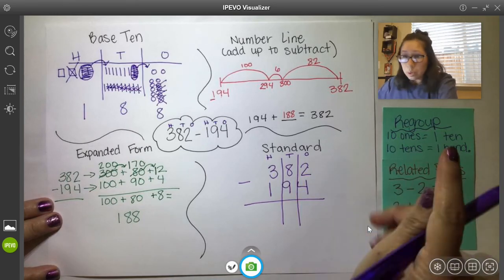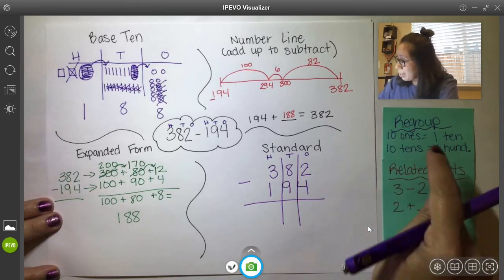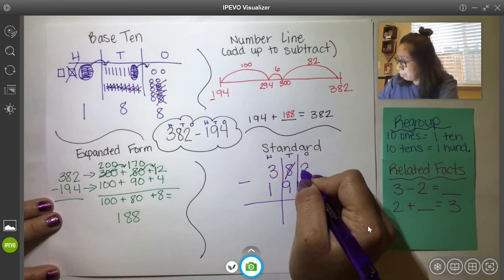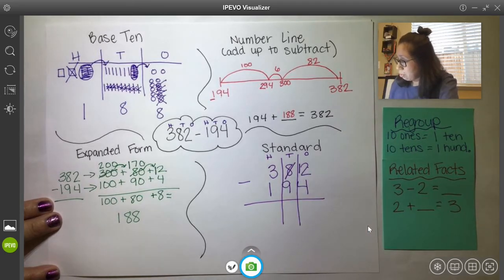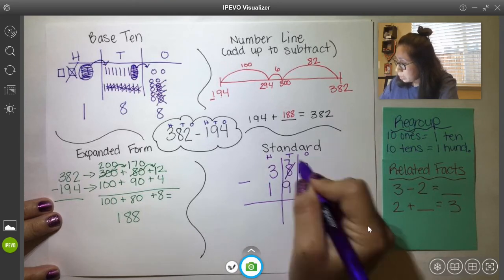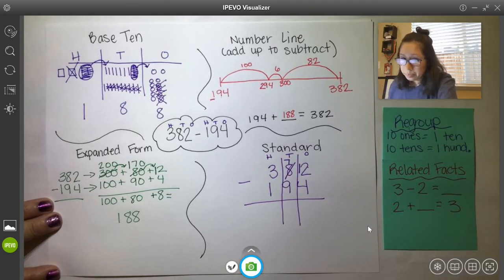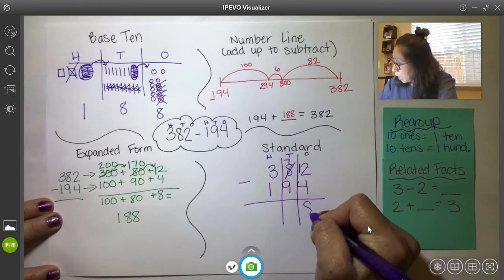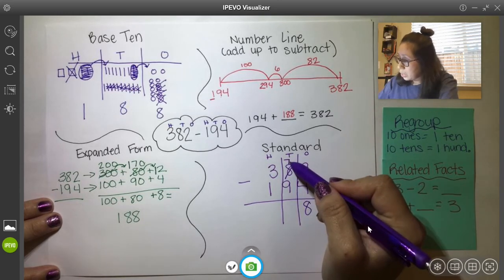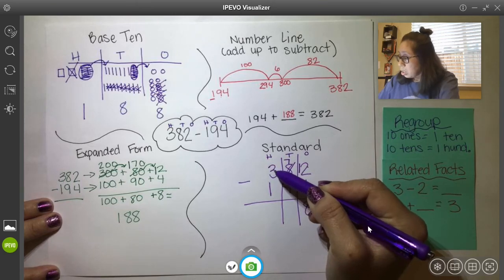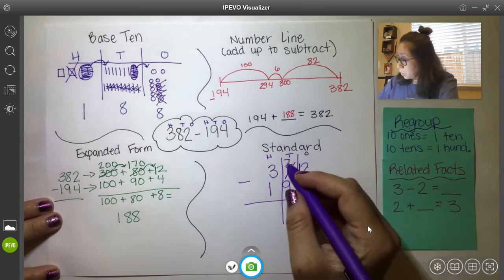I have to regroup. So what that means is I'm going to move a 10 from over here and move it into the ones place. 10 plus 2 equals 12. And remember, I have 1 less because I moved it over, so there are 7 tens left in that space. 12 subtract 4 is 8 ones. Now I need to do 7 tens subtract 9 tens. That's not enough, so I'm going to have to regroup again.